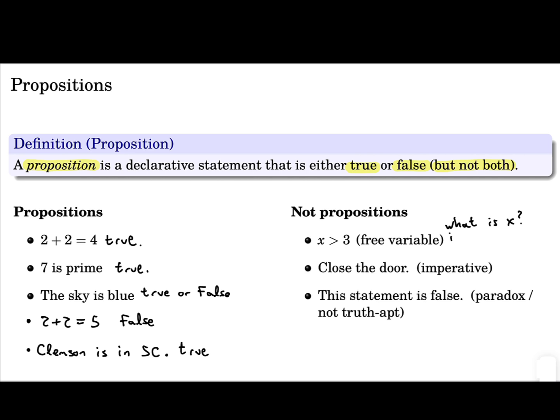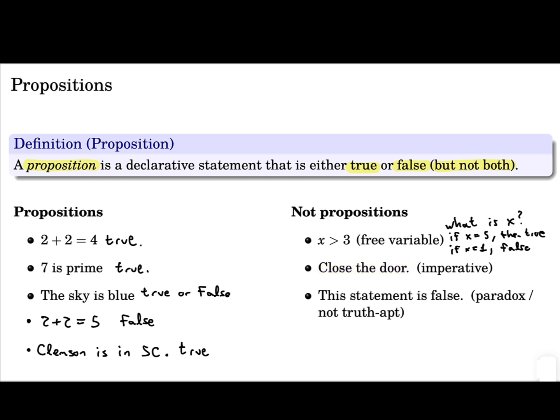So of course, if x is equal to 5, then the statement will be true. And if x is equal to, say, 1, then it'll be false. But without saying something, you just have no way of determining it, right? Another example is something like the statement, close the door. So this is not a true or false statement, right? It's an imperative, it's an order. You're just telling someone maybe to close the door, right?